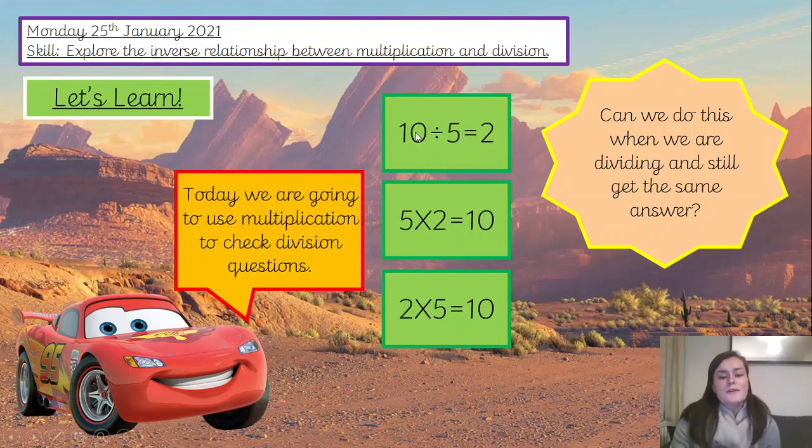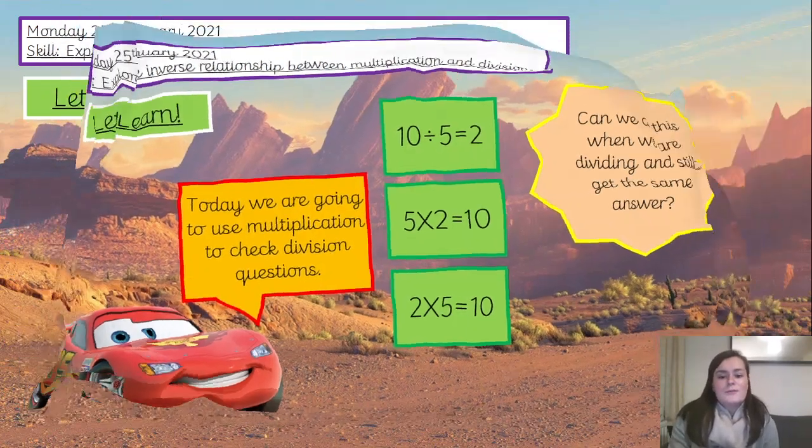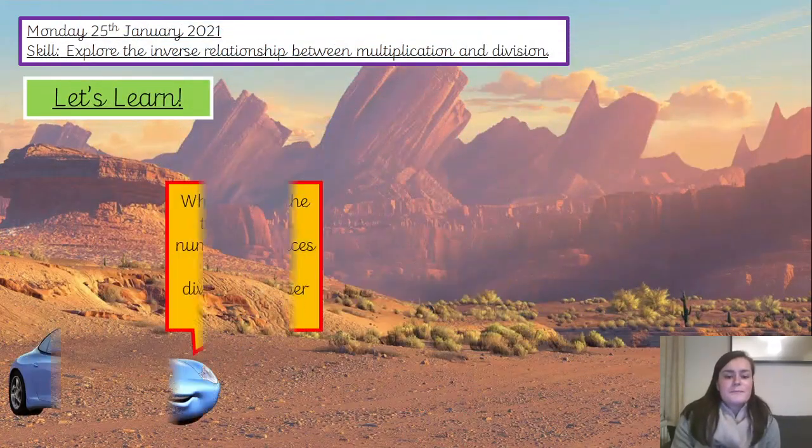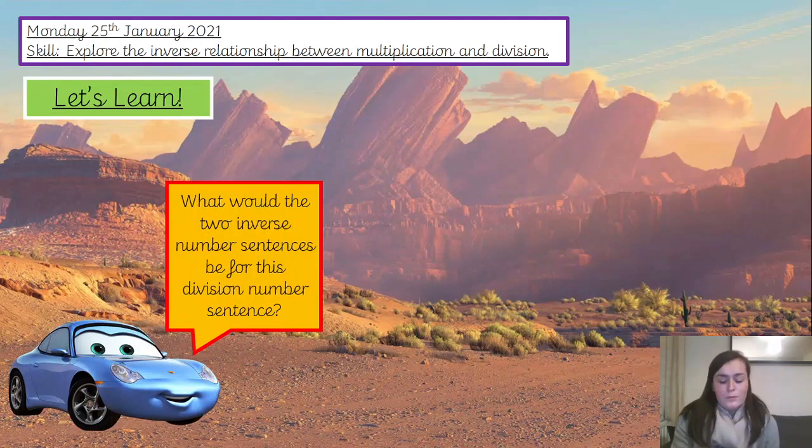If we swapped 5 and 10 in our number sentence here, it would become 5 divided by 10 equals 2. Can we do that? No, that's not right at all, is it? So we cannot do that when we are dividing. Okay, let's have another go then.